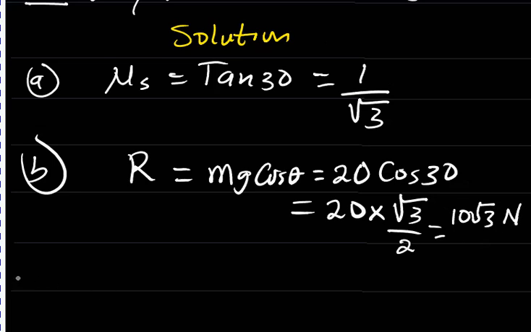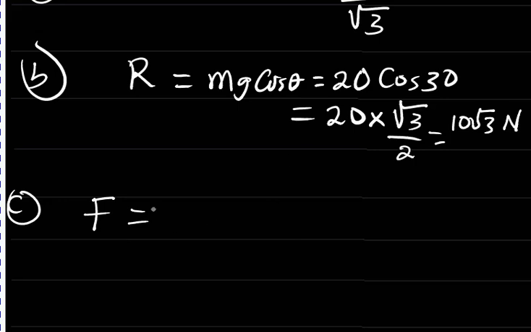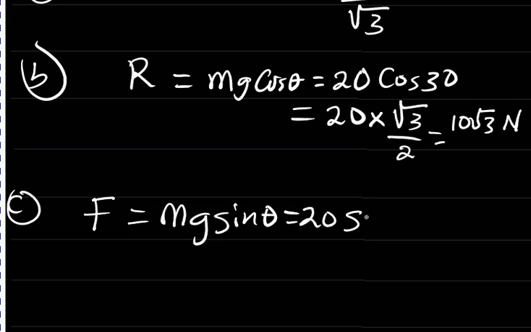Let's see the force that is parallel to the plane. We know already that in an inclined plane, the force parallel to the plane is mg sine theta. Mg is 20, then sine 30. Sine 30 is 0.5. 0.5 multiplied by 20 is 10. So 10 Newton.